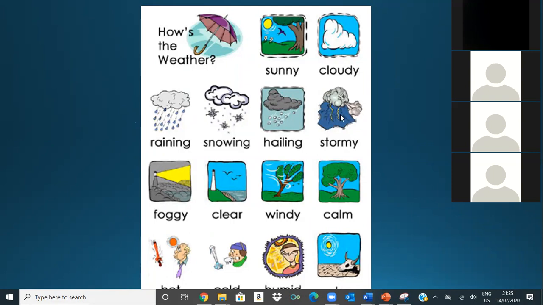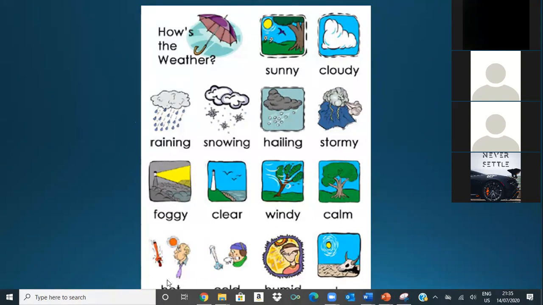Raining, stormy, foggy. Repeat, foggy. Clear. Sometimes they say clear skies. Windy. Repeat. Windy. Calm. Está calmado, tranquilo, right? What does foggy mean? Niebla. Yes, nieblina. Very good.